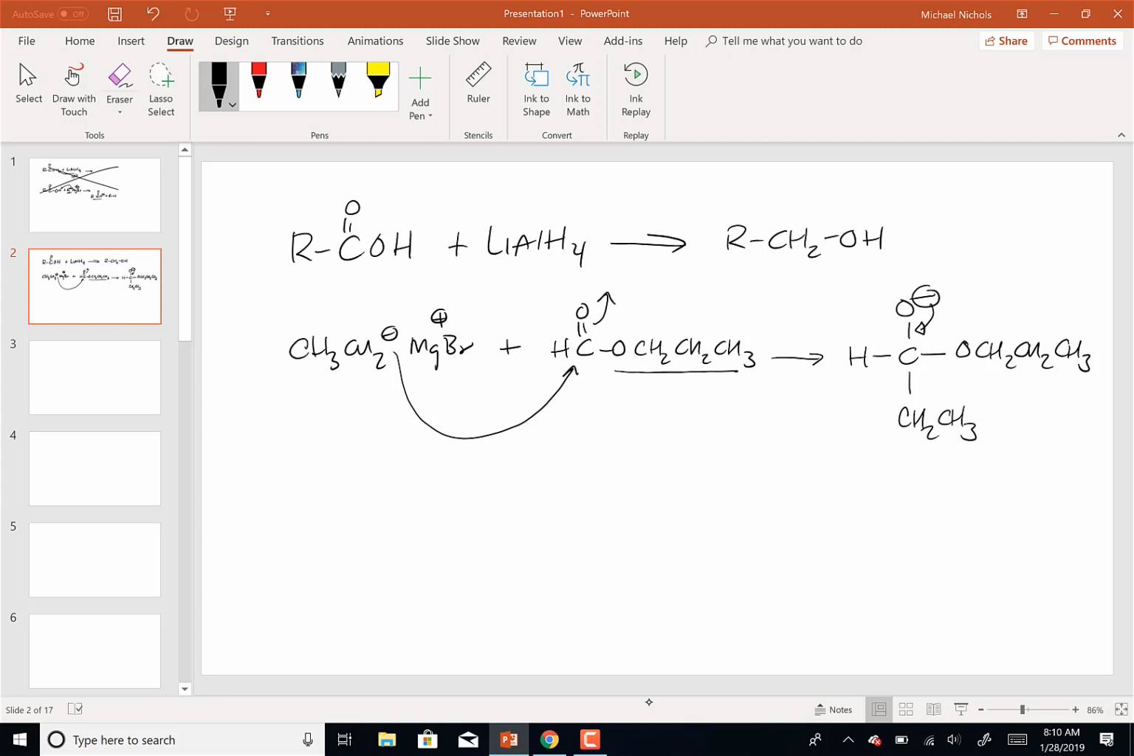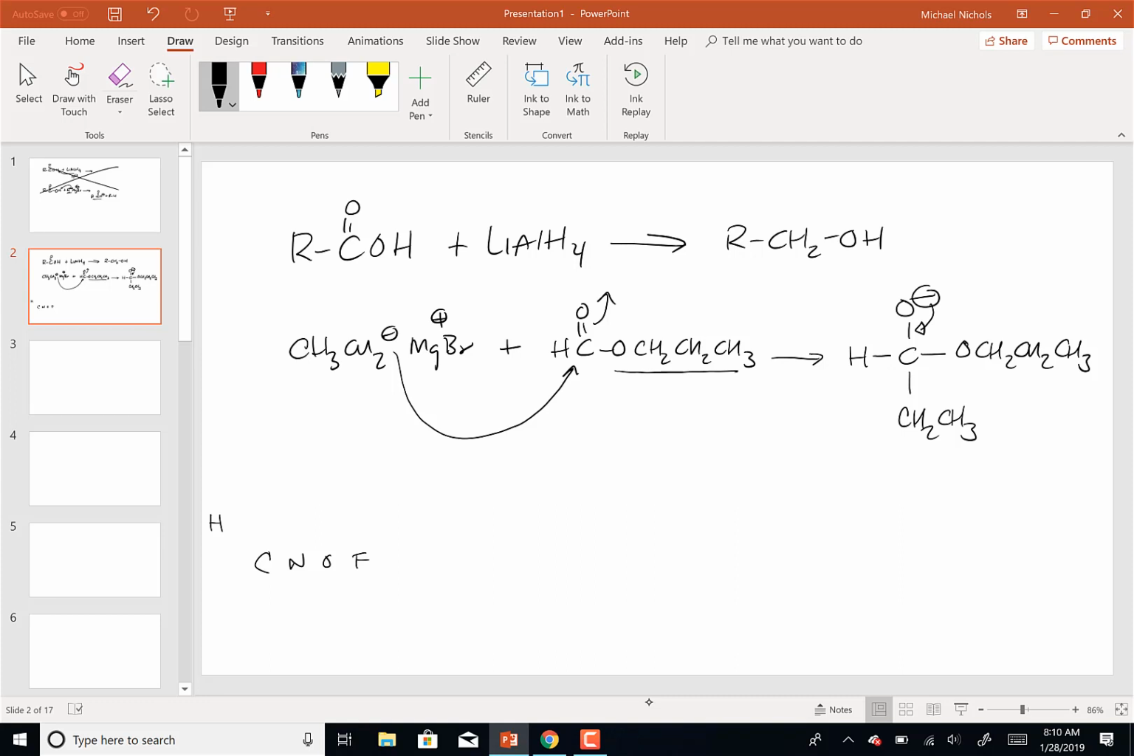A good leaving group is a weak base. So it's inversely related. Leaving groupability is inversely related to basicity. So what are our strongest bases on the periodic table? We've got a C, an N, an O, an F. We've got an H way over here.